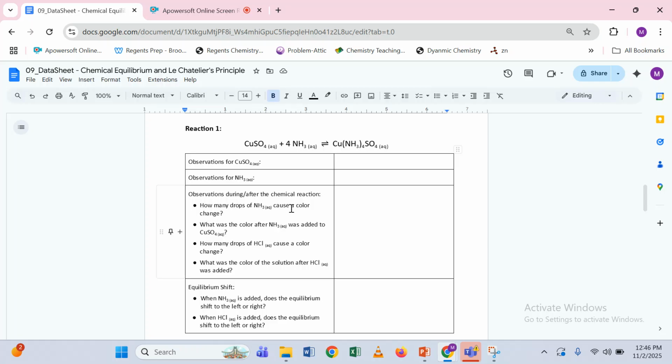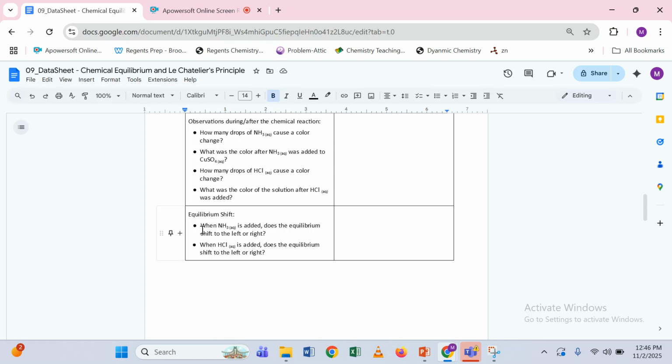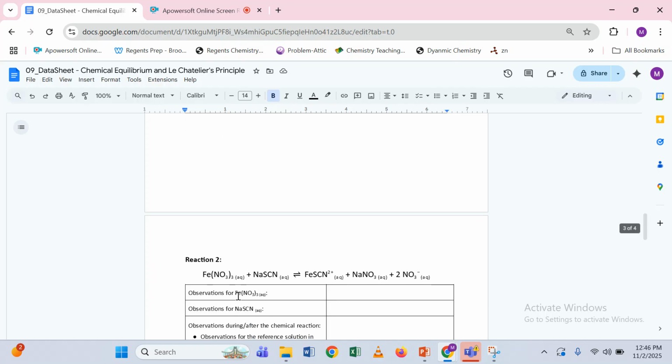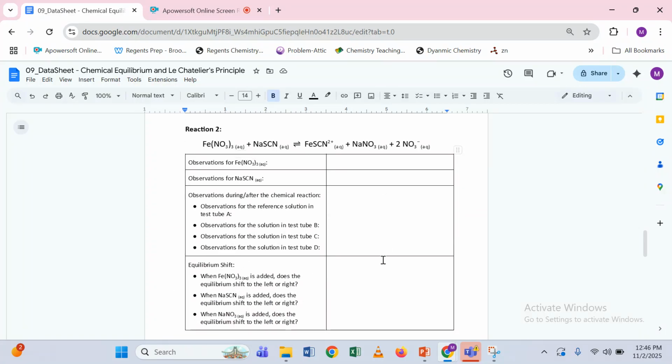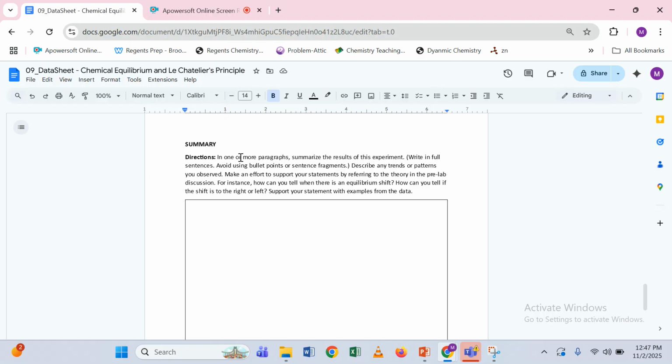How many drops of NH3 cause a color change? What was the color after NH3 was added to CuSO4? How many drops of HCl cause a color change? What was the color of the solution after this HCl was added? And then we're going to talk about equilibrium. When we add NH3, does the equilibrium shift to the left or does it shift to the right? When HCl is added, does the equilibrium shift left or right? So this is the first reaction. Now we have a second reaction. We're going to do the same thing. And also, we have the summary. So, 2 reactions and a summary.